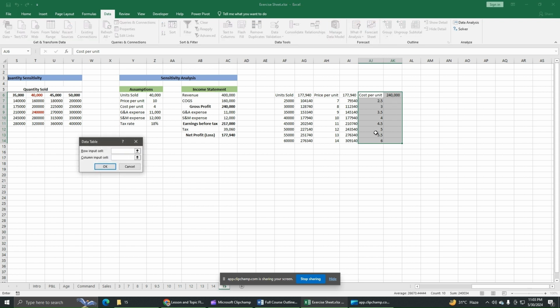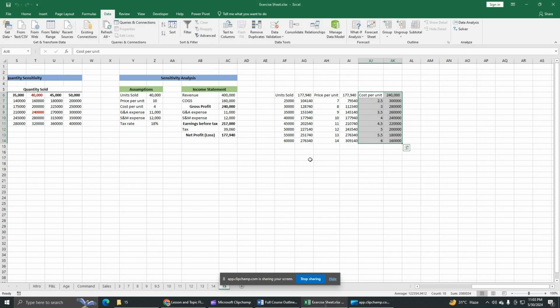Now I have to give the input data. My input data is cost per unit, and it is arranged column wise. And where is the original data? Cost per unit is this one. Okay, this is our data. Here this is the net income column, this is also the net income column, but this one is gross profit.